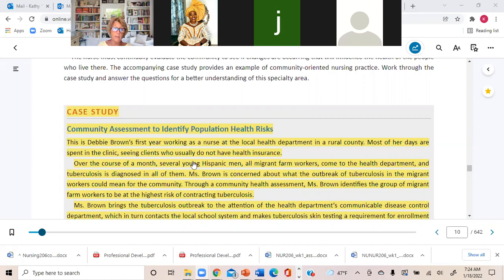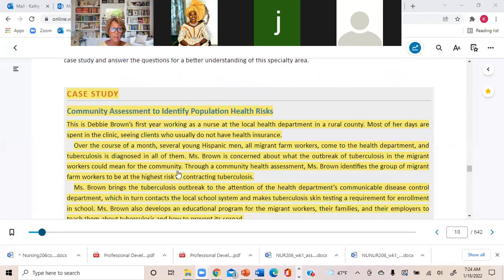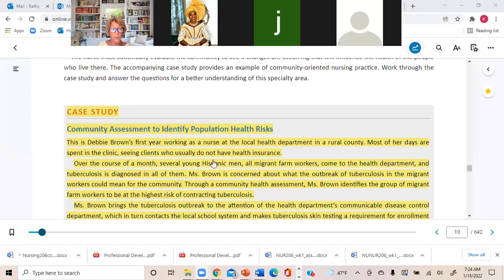Did anybody do this case study here on page 10? I remember you mentioning that case study, and I haven't yet got to it, but I did plan on it. Okay, all right. So if you haven't done the case study, I would do this case study. I already sent you the answers to it. It has excellent rationales.